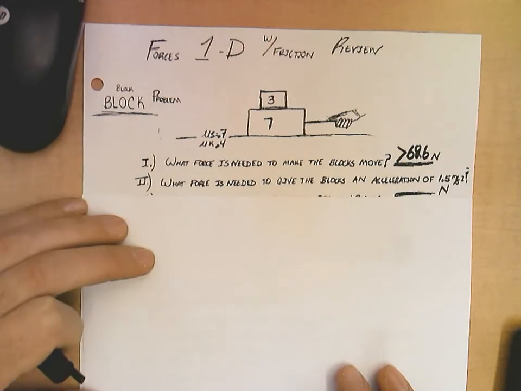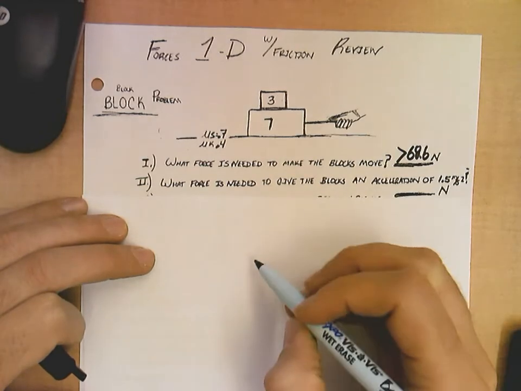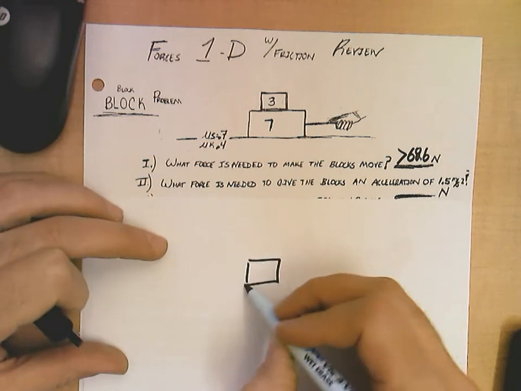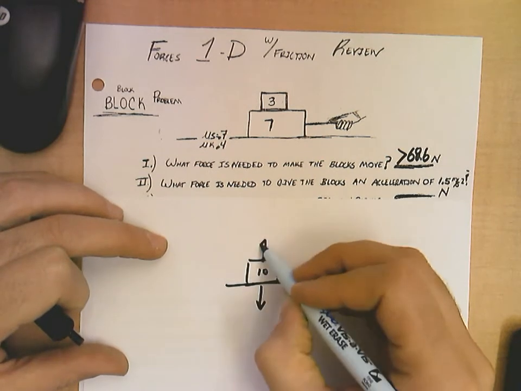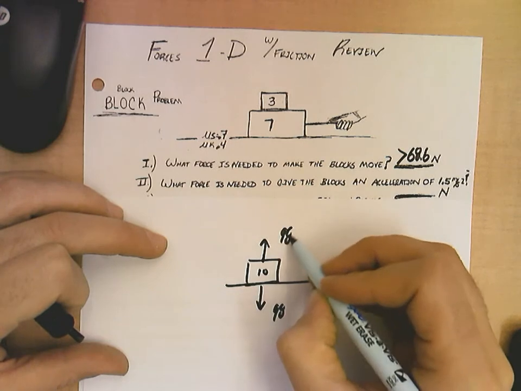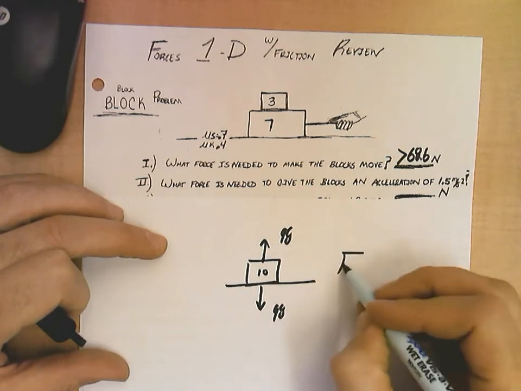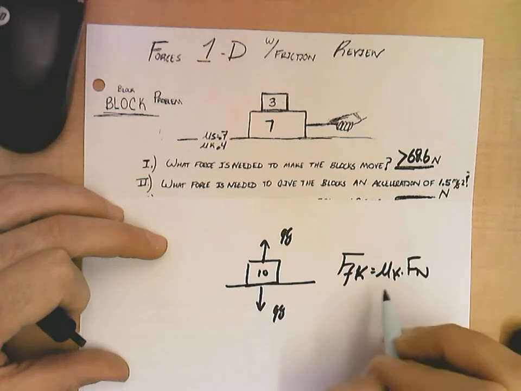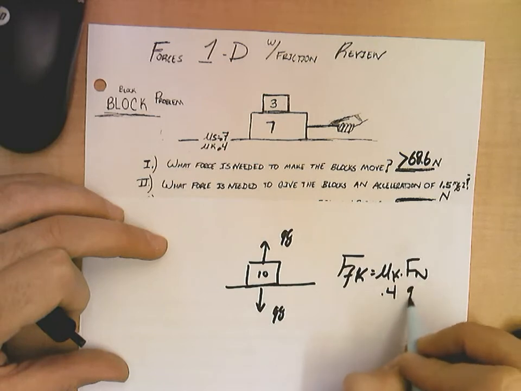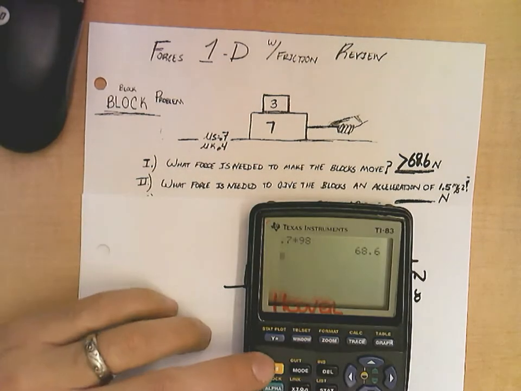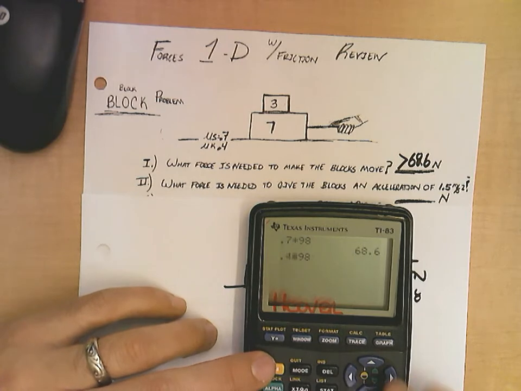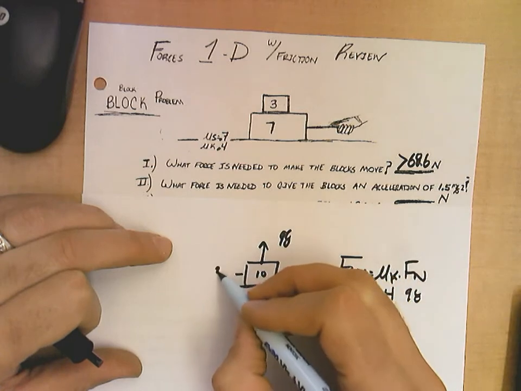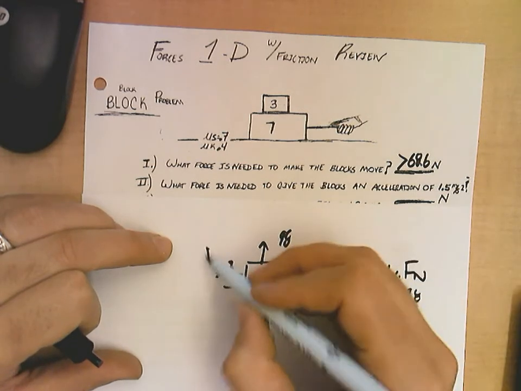Then it says what force is needed to give the blocks an acceleration of 1.5. So to do this, we go back to the same thing we just had. 98 and 98. And this time we want to find the kinetic friction. So we say F_fk equals mu k times the force of normal. So mu k being 0.4 times 98. We do the same thing we did before, except we make it 0.4. 39.2 would be the friction. But that's not the question.